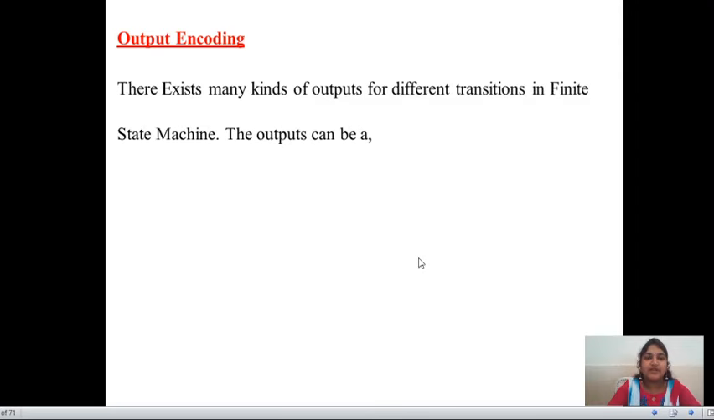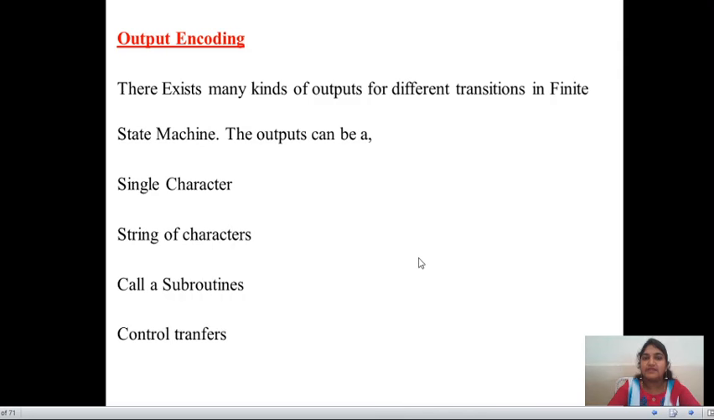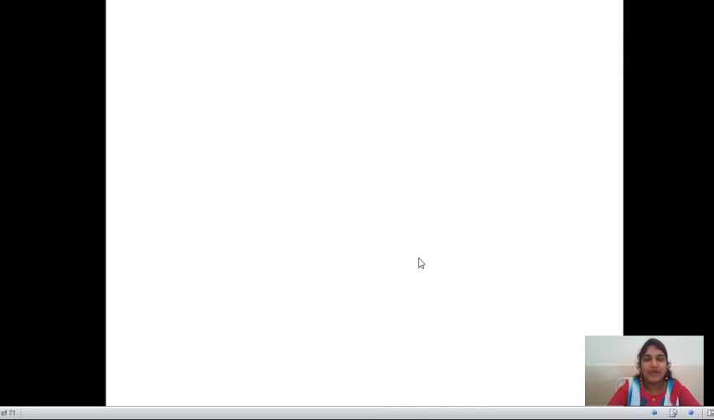So what is meant by output encoding? There exist many kinds of output for different transitions in a finite state machine. The output can be a single character, or a string of characters, call it subroutines, control transfers. All these can be defined as output encoding.